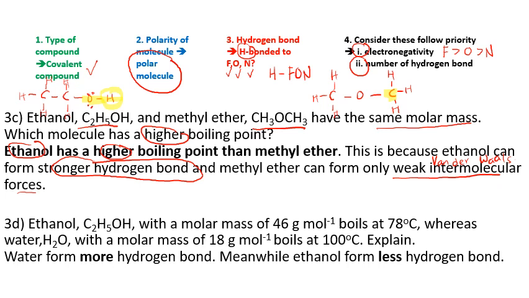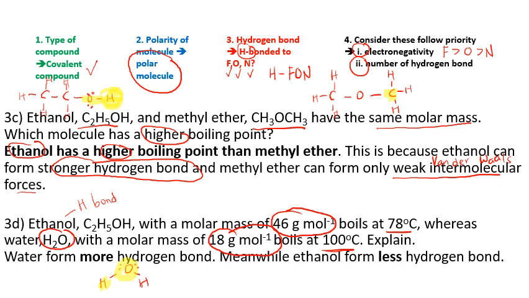Ethanol, we already drew the structure just now, has a molar mass of 46 grams per mole, and it boils at 78 degrees Celsius. While water, as we already know, this is the Lewis structure for water, has a molar mass of 18 grams per mole, which is smaller than ethanol, but water boils at 100 degrees Celsius. Just now we already know that ethanol consists of hydrogen bond.